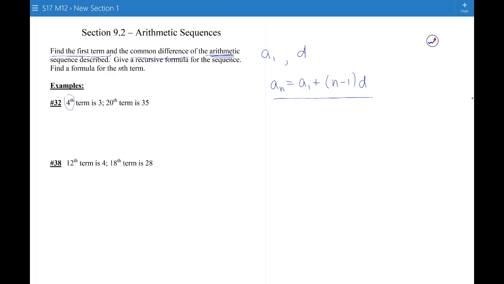Well, we know the fourth term is 3. So 1, 2, 3, fourth term is 3. And then the 20th term is 35. So this is n equals 1, 2, 3, 4, and this is the 20th term. So there's lots of different ways to do this. I'm going to show you a very algebraic way because I like that way, but you may be able to come up with other ways of doing it using the pattern and thinking about jumps, that you're jumping up a certain amount to get from 3 to 35 in 16 jumps. So here's the way I like to do it.